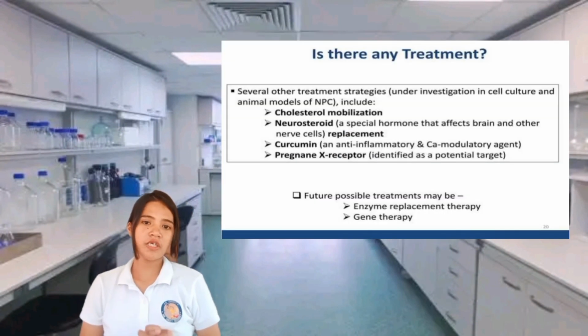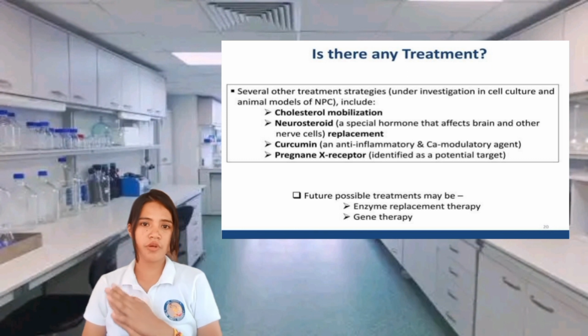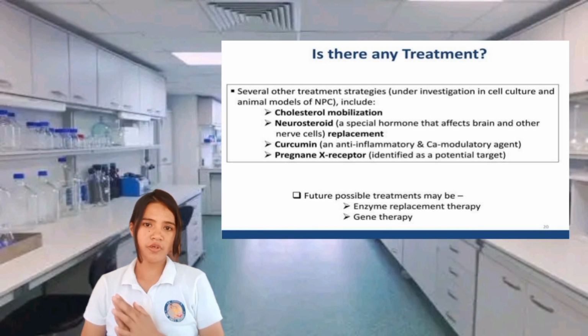So let us proceed to the treatment. Here are several other treatment strategies under investigation in cell culture and animal models of NPC or Niemann-Pick disease. That includes cholesterol mobilization, neurosteroid replacement, meaning a special hormone that affects brain and other nerve cells. Liver X receptor is identified as a potential target. Here are the possible future treatments: maybe enzyme replacement therapy or gene therapy.